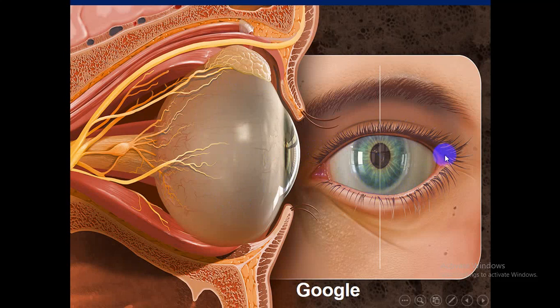An elliptical opening. This is an elliptical opening between the eyelids and the conjunctiva. The eyelid is a movable fold. يعني هو طية متحركة. The upper eyelid is larger and more movable than the lower eyelid.